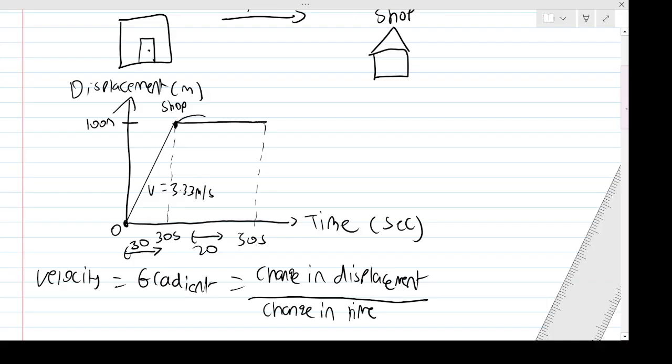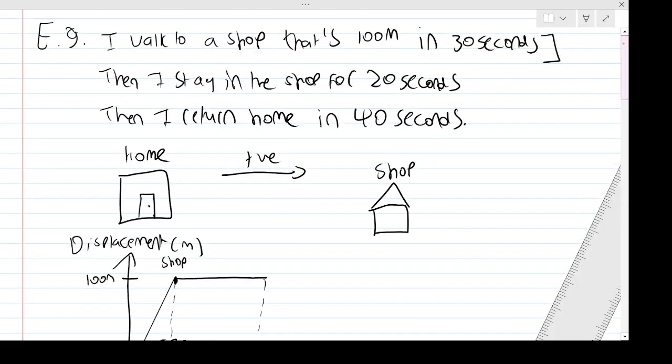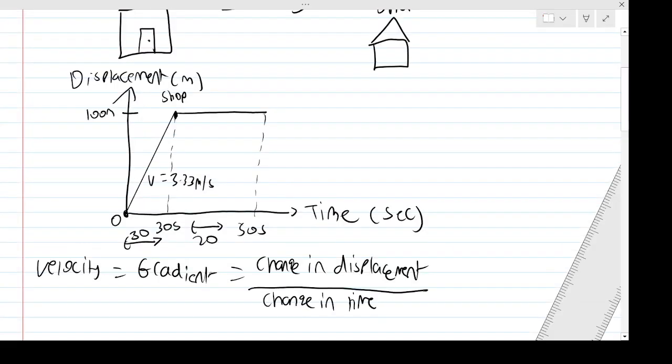Okay, now this part of the line represents how long I'm in the shop for. So again, the second part of the journey is I stay in the shop for 20 seconds. Now it will remain at 100 meters because I'm still in the shop. I've not moved anywhere really. Now, do not get confused with, oh, if it's still at 100 meters, I've walked 100 meters. That's not what that's saying.